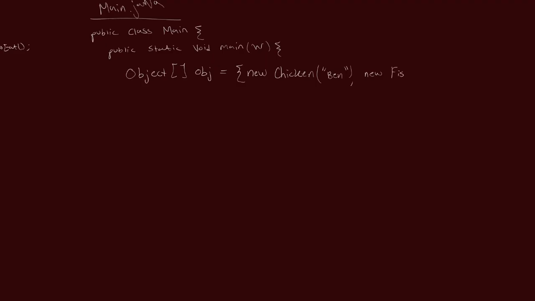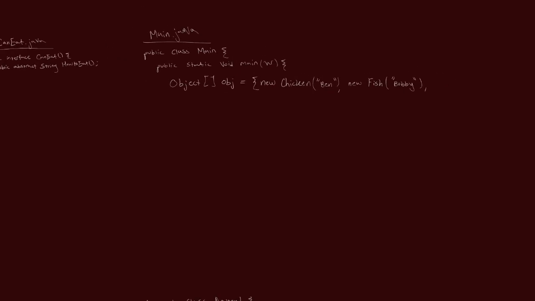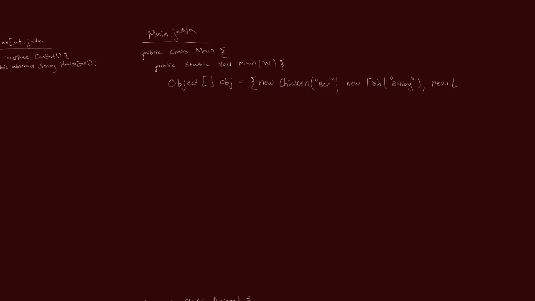Now the next one we have to do is fish, because that was the next class, and we'll call the fish Bobby. And then we have the lion class at the end, and we'll call the lion one Tigery. All right, but I think it's just Y. Okay, or Tiggy, whatever. All right, so the array is now done.